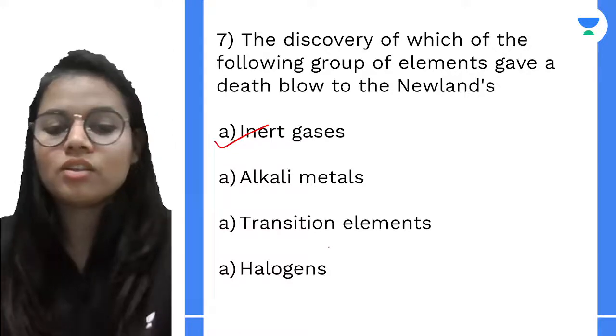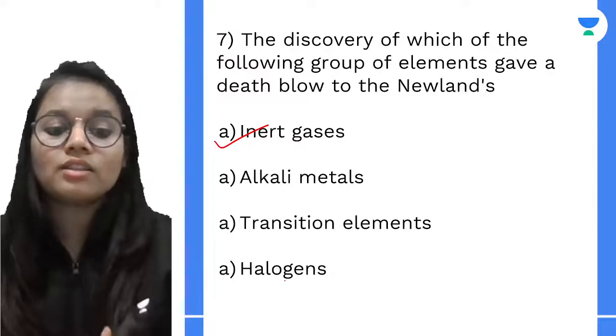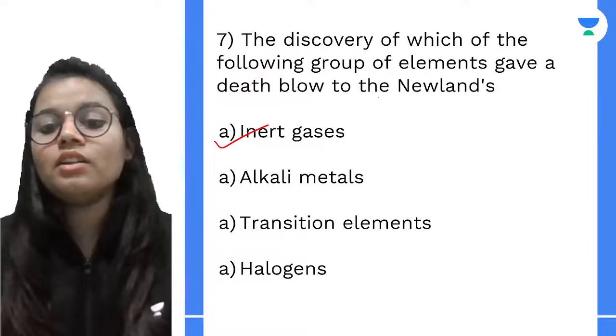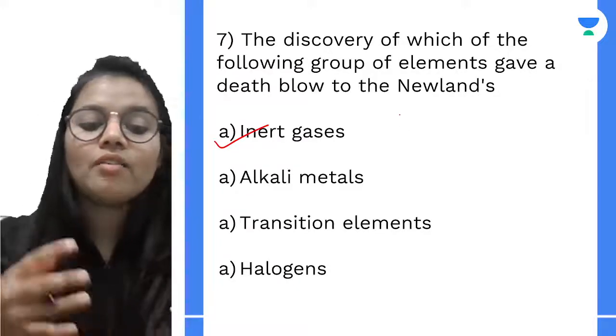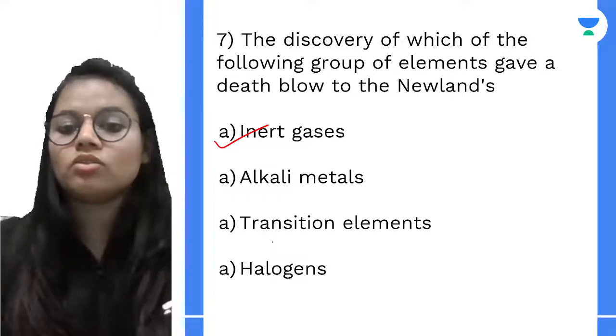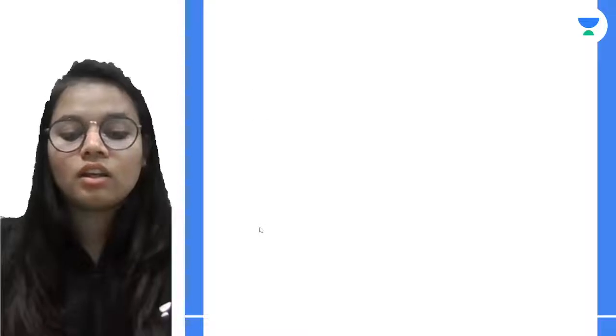Yeah. Okay, so the inert gases were not known at that time, and when inert gases were discovered, Newland's law was not even working. Why? Because now every eighth element is what? The noble gas, right? So there was no similarity in the property. Correct? So I hope things are clear to you.